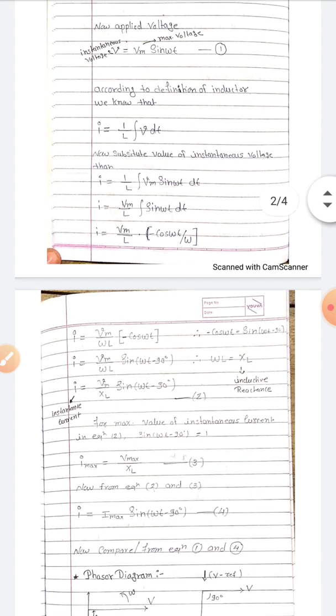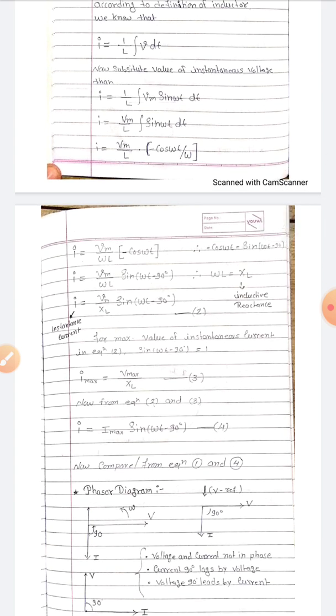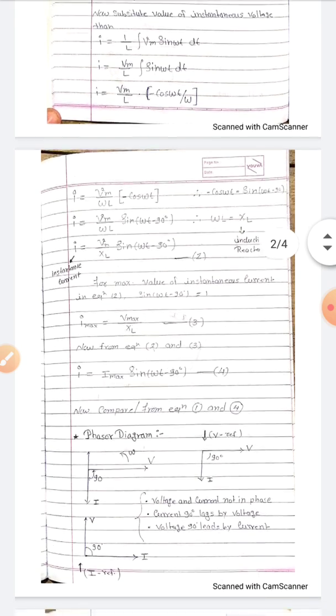This instantaneous current becomes maximum when we substitute sine omega t minus 90 equal to 1. Then we get I max is equal to Vm by XL. It is considered equation number 3. Now from equation number 2 and equation number 3, i instantaneous is equal to I max into sine omega t minus 90. It is considered equation number 4.